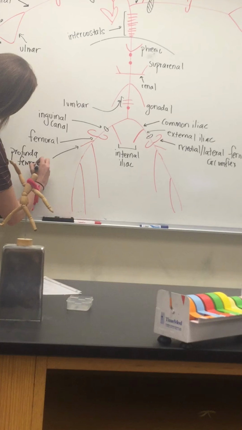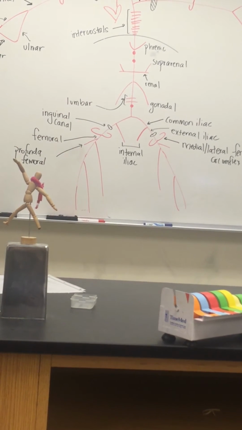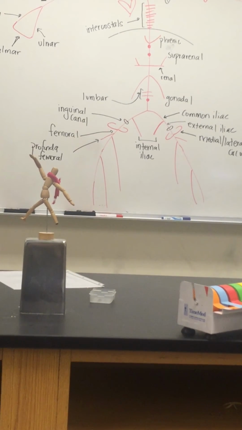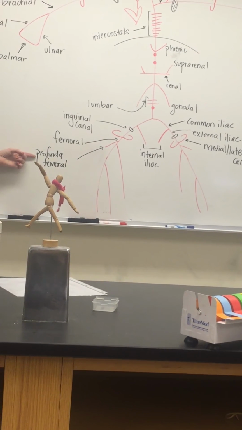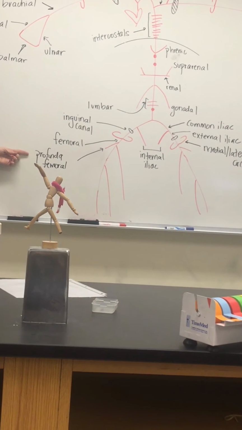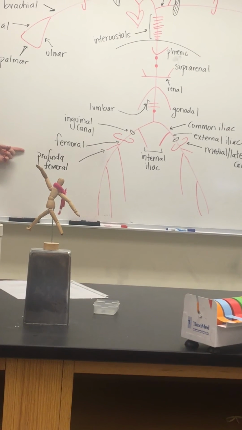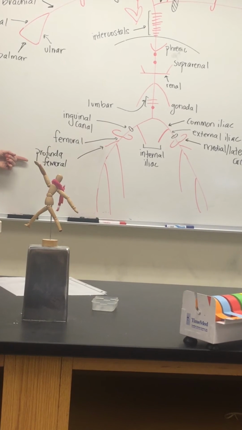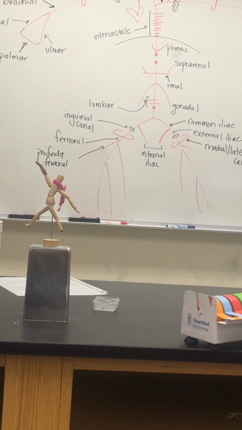This one is the profunda femoral. Profunda, like being profound. It's also called deep femoral, I think. This vessel actually supplies the femur itself. Bone has living portions in it, right? The bone marrow, and all the cells that are part of the bone. This blood vessel is what supplies the femur with blood. Okay. Profunda femoral.